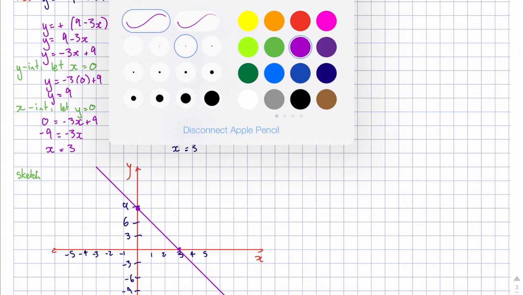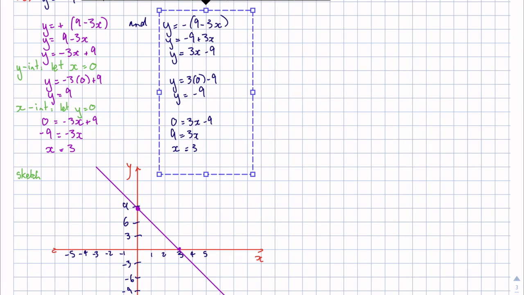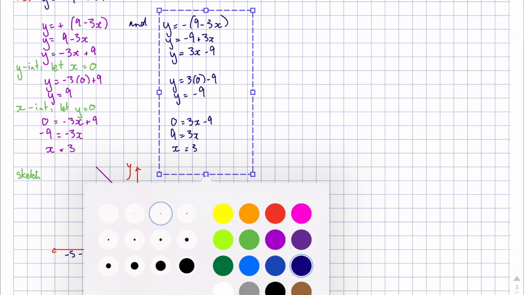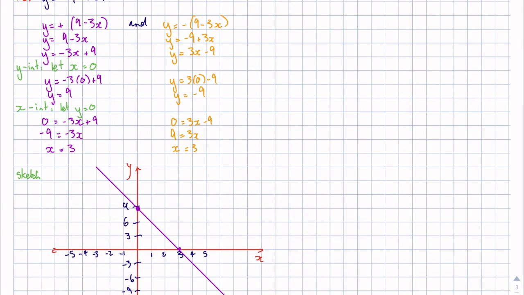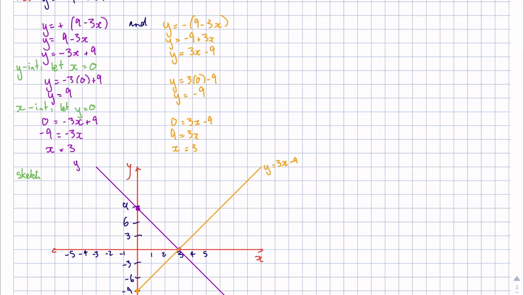Okay. This next one, I'm going to change it to orange. I'm liking orange today. And this one, its y-intercept is negative 9. Its x-intercept is positive 3. So it's going to go like that. So that's y equals 3x take 9. And this one was y equals negative 3x plus 9.